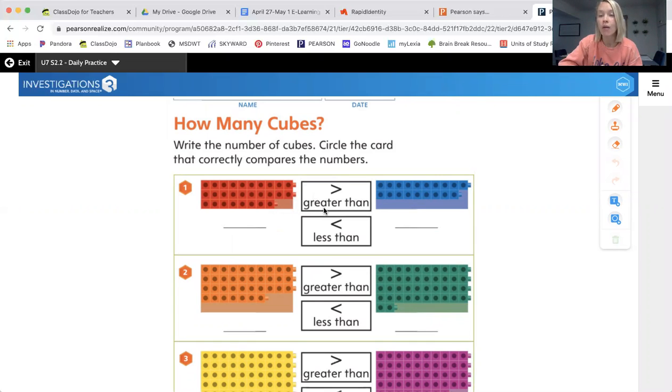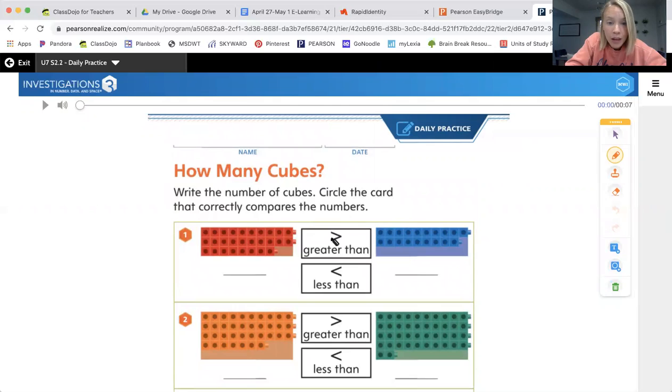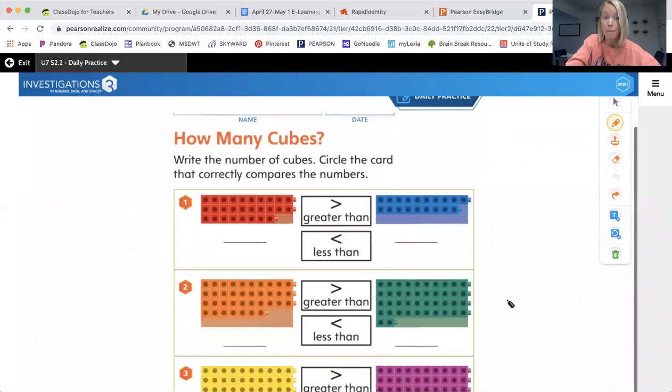And when we're talking about less, we're talking about fewer, smaller, okay? Greater, we're also talking about adding, and less, we're talking about subtracting. We can remember these because the alligator eats the bigger number.